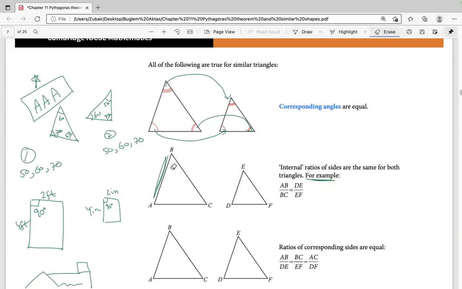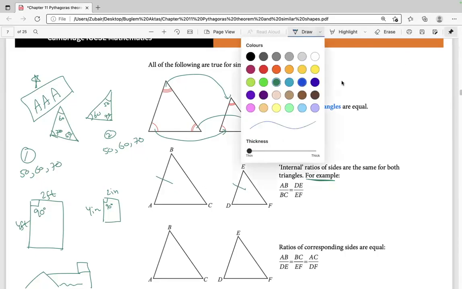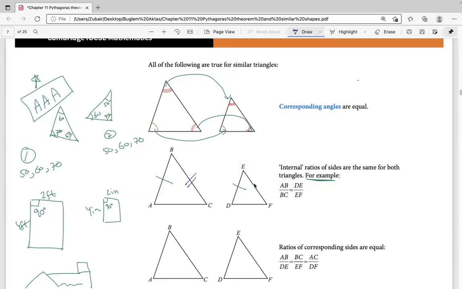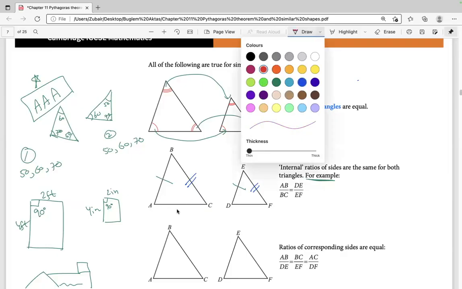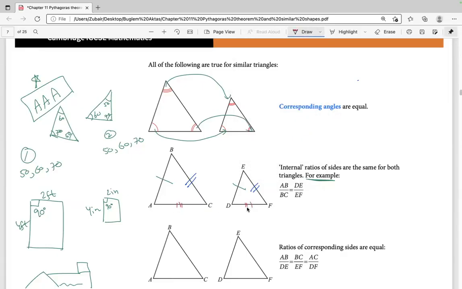Let me do it this way. May I say this side is similar to this? Yes, because the triangles are not twisted. The second side is similar to this, yes, and the third side is similar to the third side.